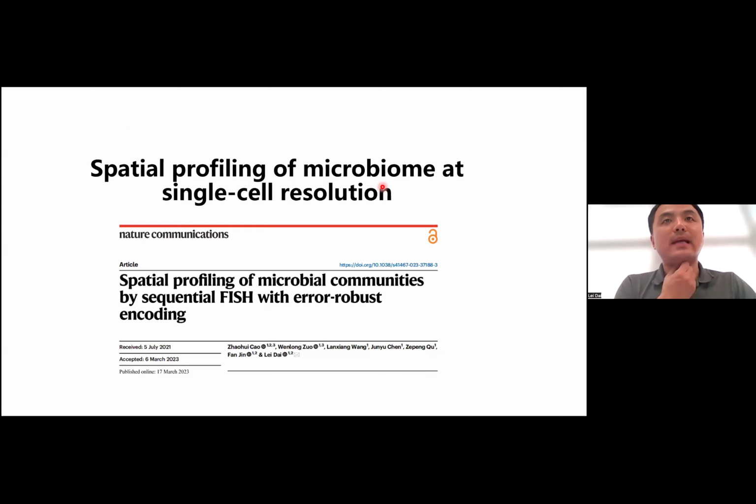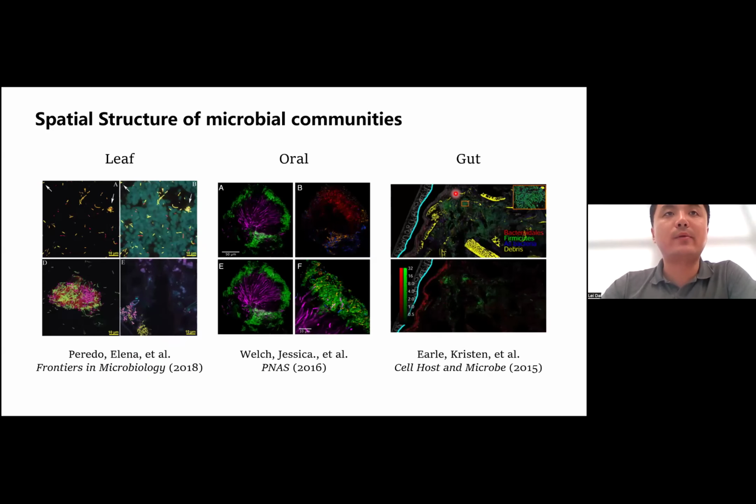Okay, so lastly, I'll show you another study that we published last year about the spatial profiling of microbiome. So sequencing basically can tell you, okay, in a well-mixed case, what is the composition of the microbial communities? But a lot of times we know that microbes are not organized in a well-mixed manner, right? So, for example, on leaves, in our oral cavity and in gut, they have very interesting spatial organizations.